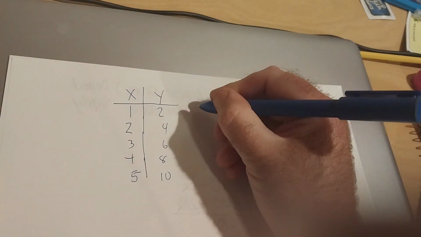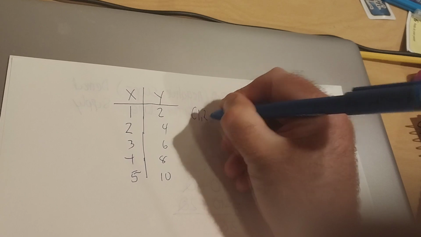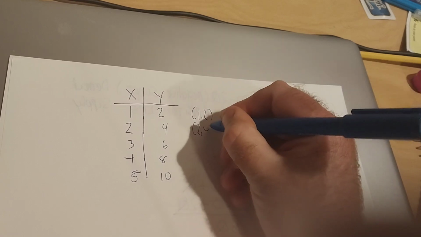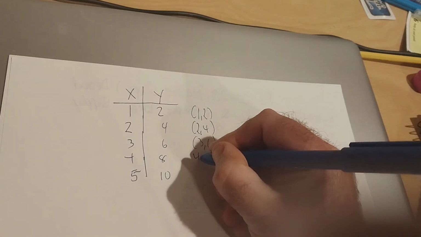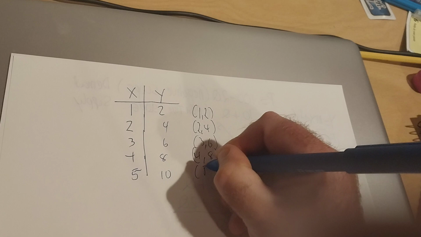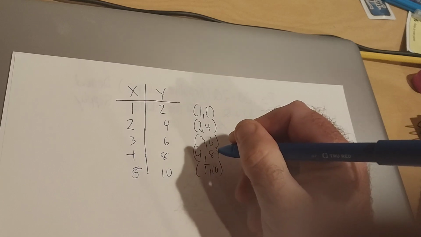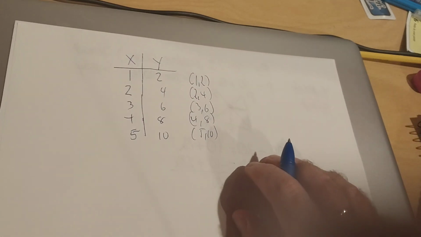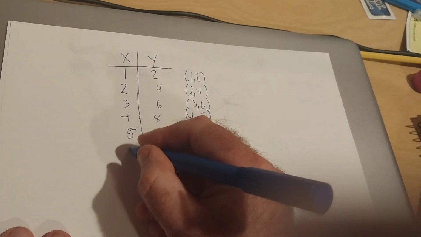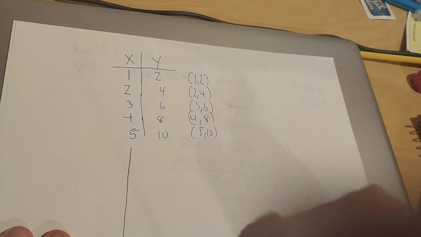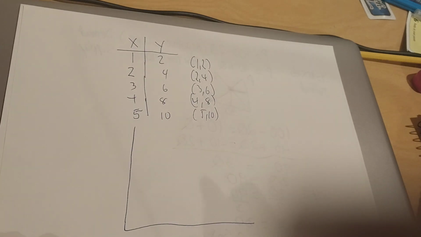So if you really wanted to be particular, we could say that is the coordinate 1, 2, coordinate 2, 4, coordinate 3, 6, coordinate 4, 8, and then coordinate 5, 10. Okay, so what we're going to do is we are going to draw this line. And we're going to draw the line first, and then we're going to do something else after that.